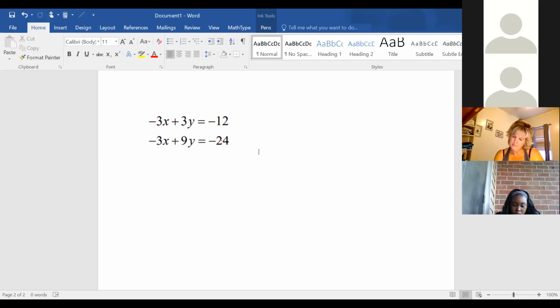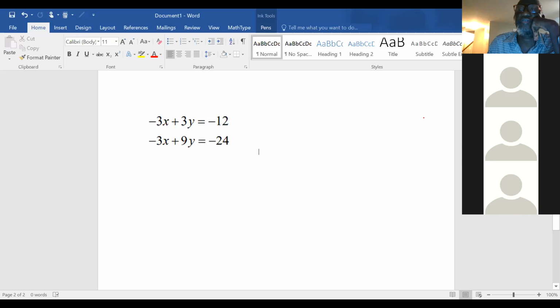All right. Somebody tell me what you did. I can tell you. To turn the negative 3x into a positive, I multiplied by negative 1. The one at the top or the one at the bottom? The one at the bottom. So you multiply the whole equation at the bottom by negative 1. What did you get? I got a positive 3x plus 9y equals negative 24.